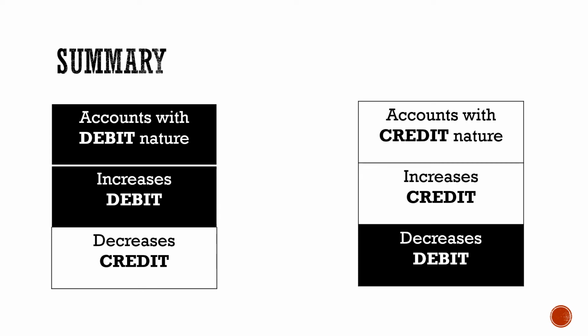In summary, accounts with a debit nature will have increases recorded on the debit side and decreases recorded on the credit side, whereas accounts with a credit nature will have increases recorded on the credit side and decreases recorded on the debit side.